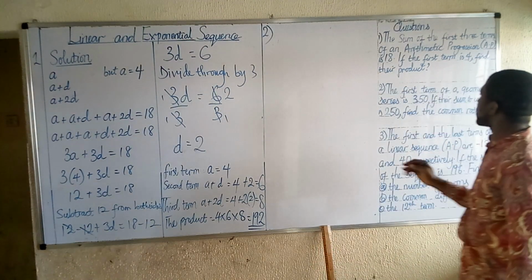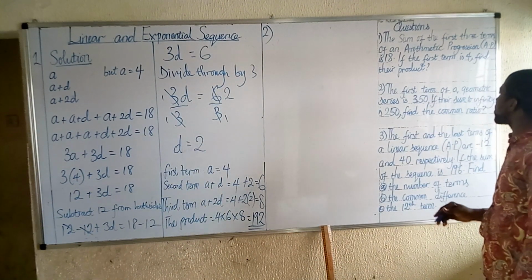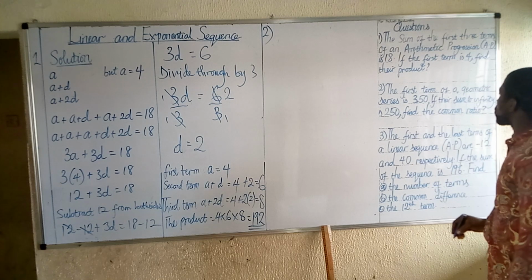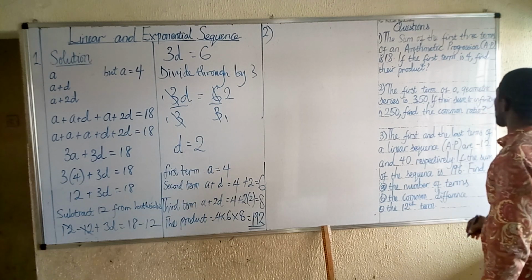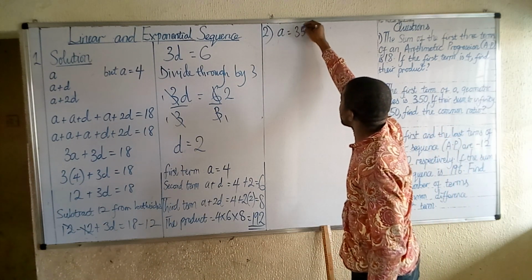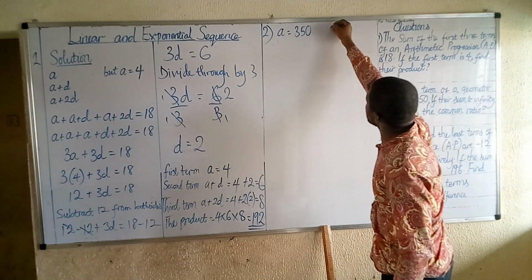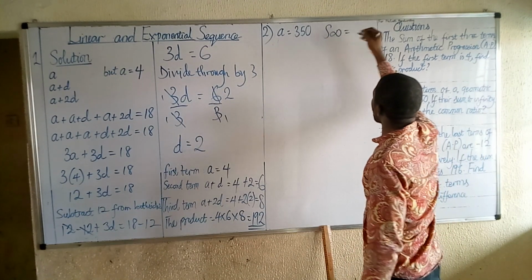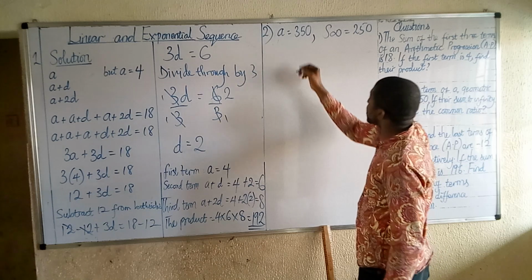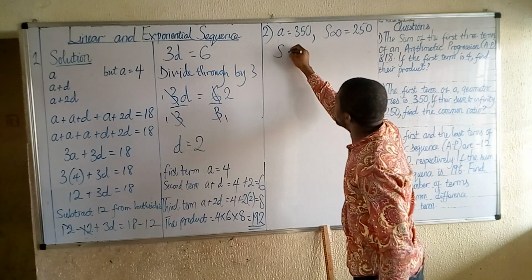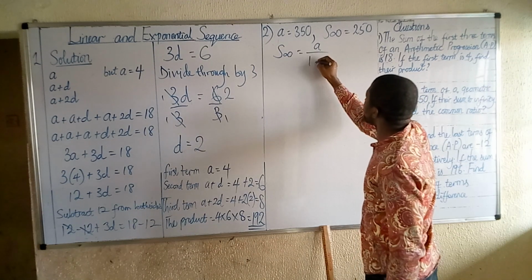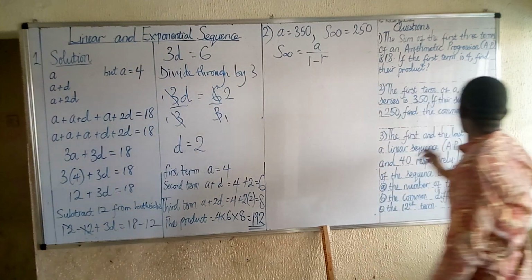In question number 2, it says the first term of a geometric series is 350. If the sum to infinity is 250, find the common ratio. The first term is given to us as 350, and the sum to infinity is given to us as 250. Now we know that the sum to infinity of a geometric series is S equal to A all over 1 minus r, and the common ratio r is what we are looking for.